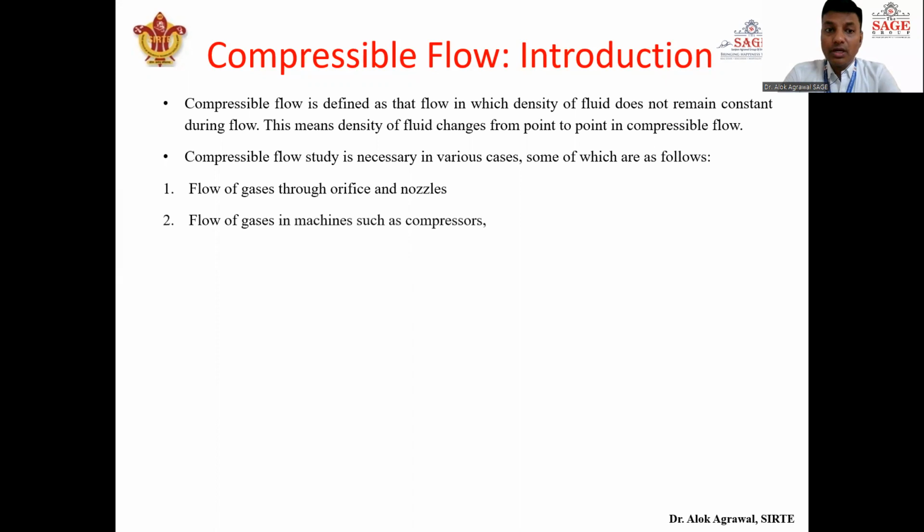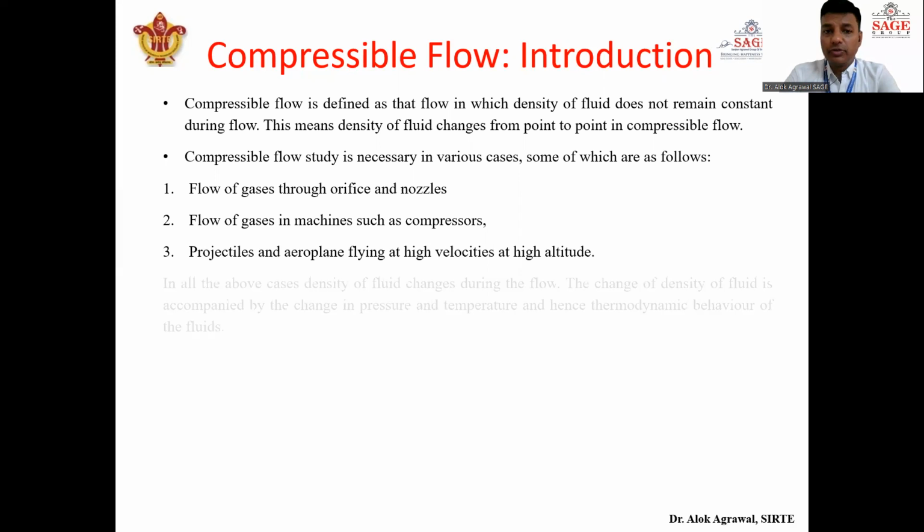Now, flow of gases in machines such as compressors is also an example where the fluid density changes point to point, because the cross section area is changing in a compressor, and because of the change in cross section area the density varies. Again, with a projectile or an aeroplane flying at high velocity at high altitude, the fluid passing the jet, aeroplane or projectile undergoes a change in density, and they are compressible fluids.